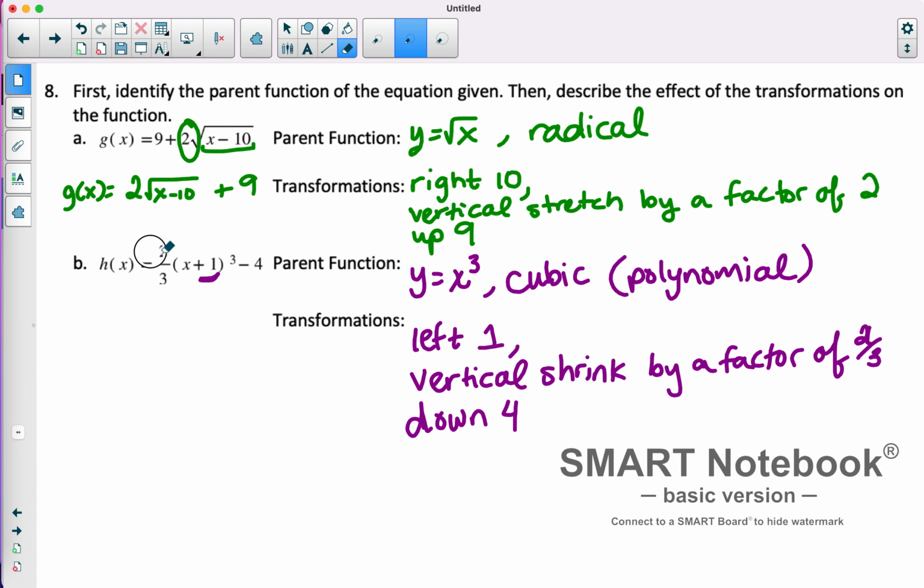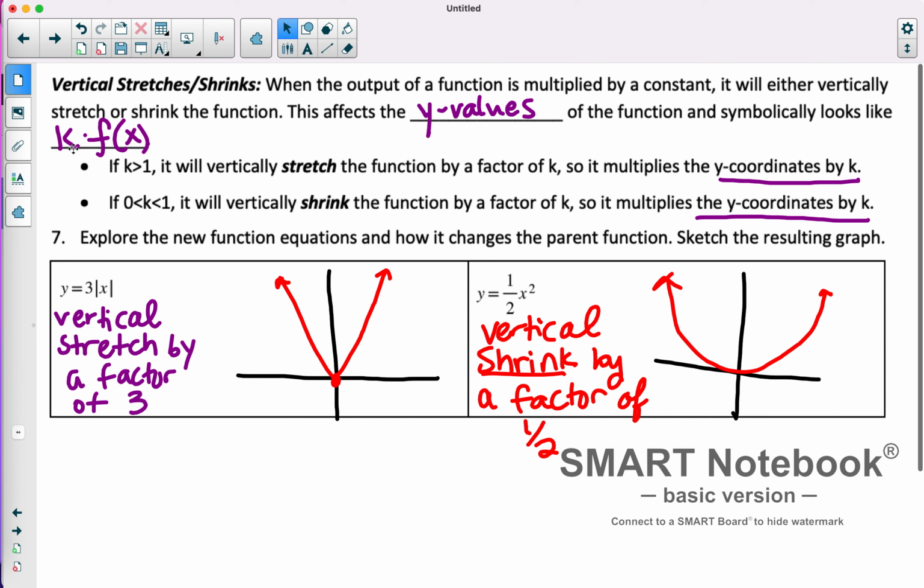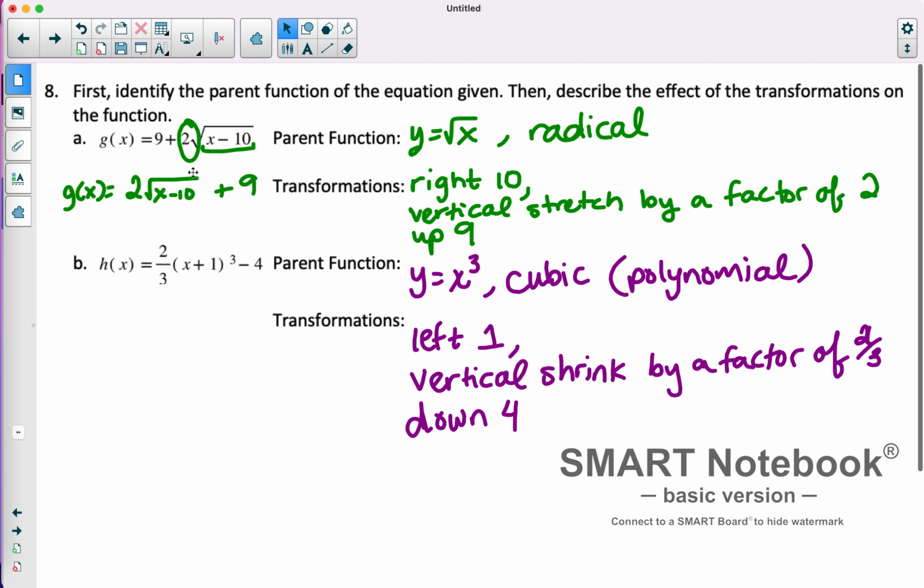So as a note, just be careful with when you're thinking about that constant in front, because if that constant is between 0 and 1, that was a vertical shrink. If it was greater than 1, it was a vertical stretch. Just because it's a fraction does not mean it's always less than 1. We can have an improper fraction, so if I had flipped that to 3/2, that's improper and bigger than 1, which would make that a vertical stretch.